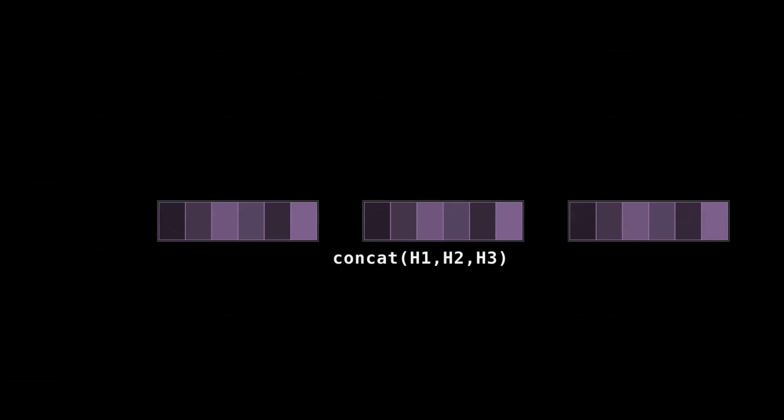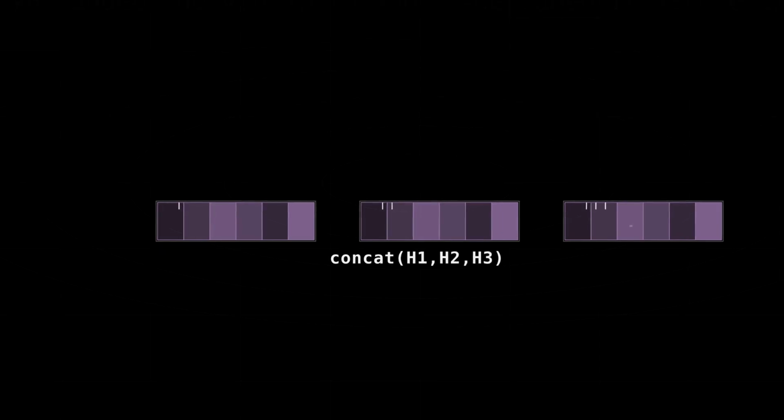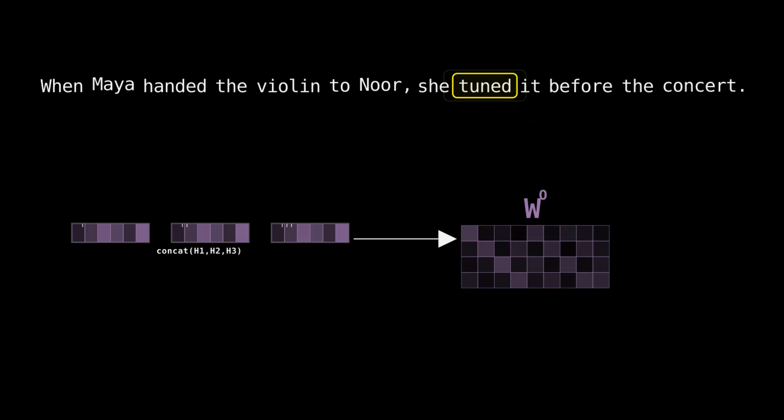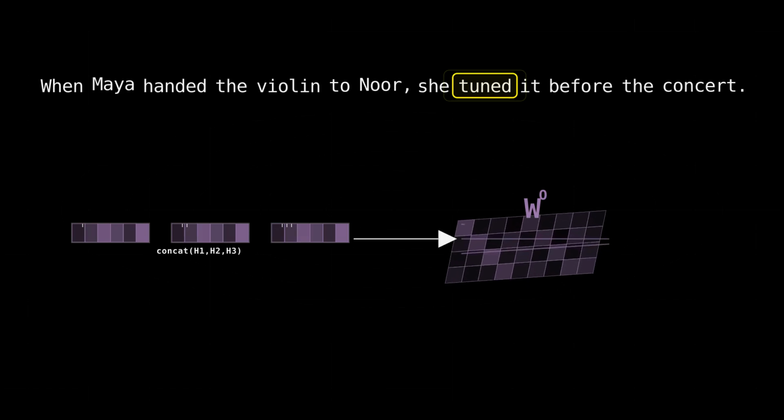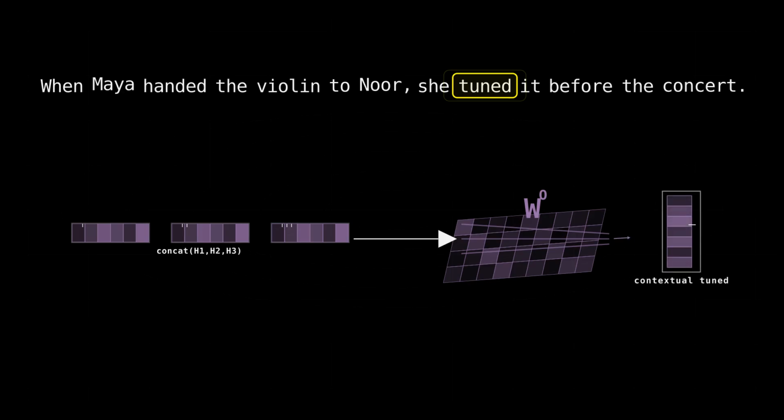Nothing has been blended yet. The boundaries between the head outputs are still intact. Then, the combined strip passes through one learned output projection, usually written as WO. This linear map mixes information across the concatenated channels and returns a vector in the model's working dimension. Only now do the parallel routes become one output for "tuned."